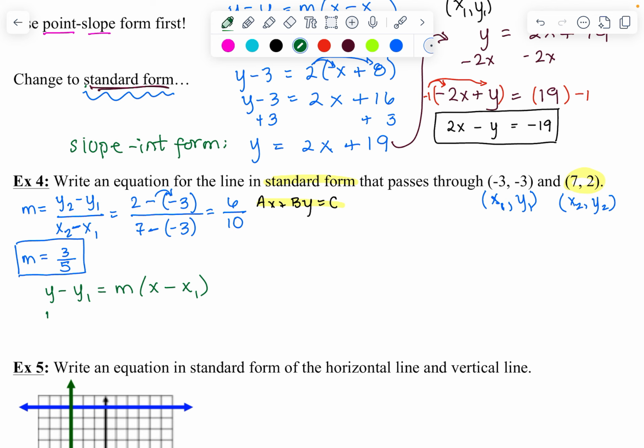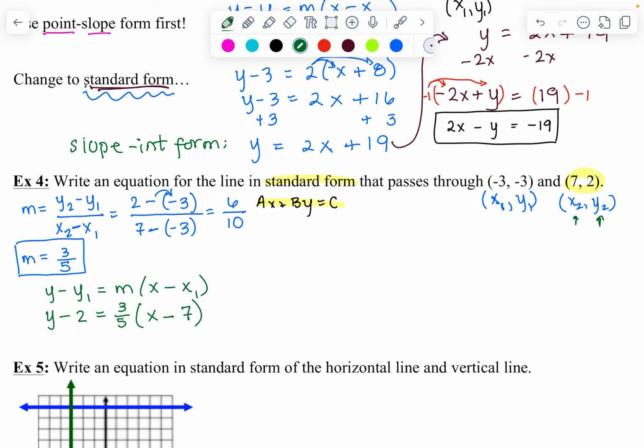Now that I've chosen a point and that I've found my slope, I can plug and chug. Y minus, I'm going to use y sub 2 instead of y sub 1, is equal to my m, 3/5, times x minus x sub 1. I'm using x sub 2. Remember, I'm using the sub 2's. 7.